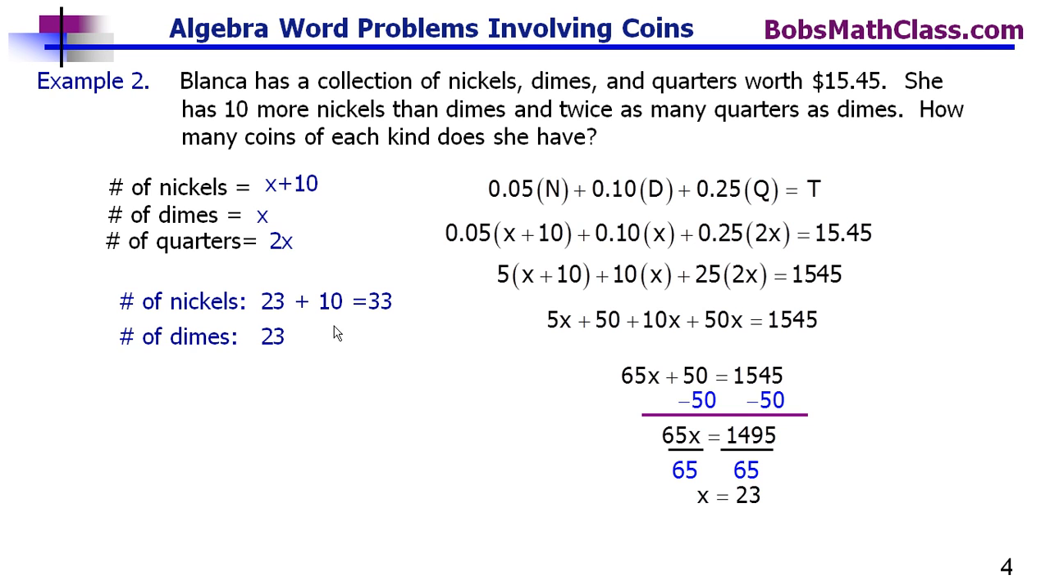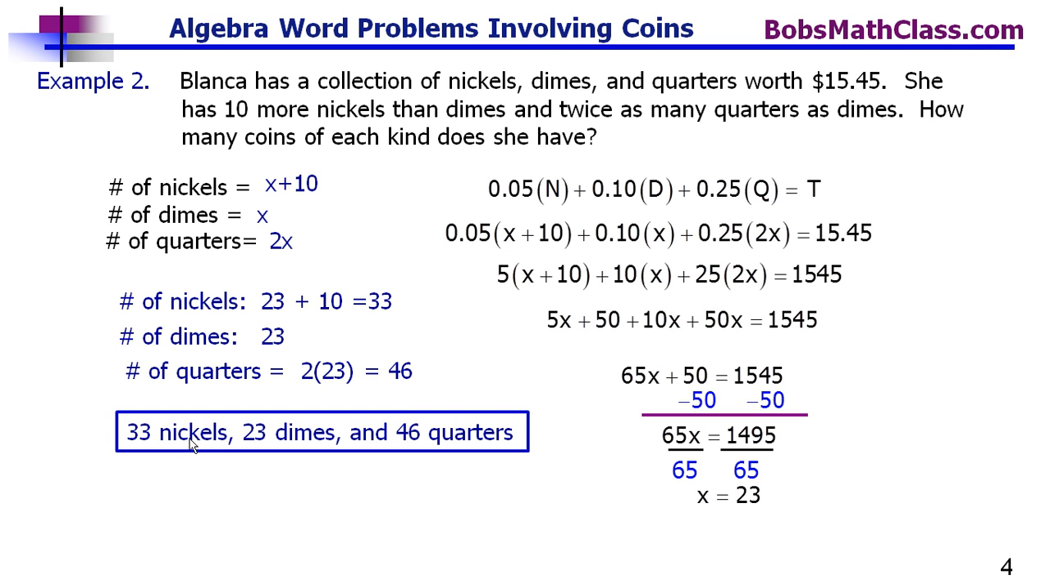So that's just simply 23. And 23 in place of this X for our quarters. So 2 times 23 is 46. 33 nickels, 23 dimes, and 46 quarters. I'll leave you to do the check if you like to, but it's the correct answer. Okay, that'll be it for this video.